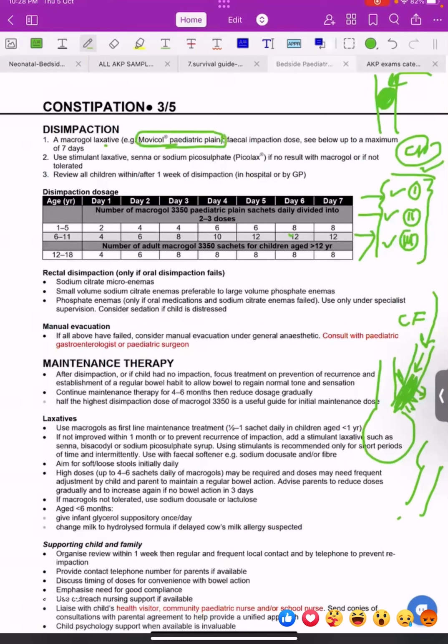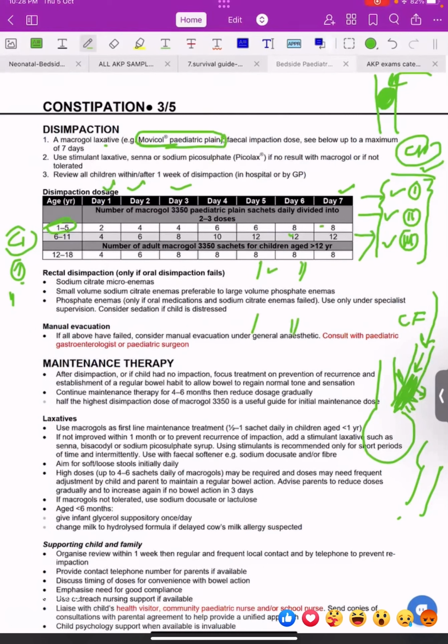How am I going to give this? I'm making a table of day 1, day 2, 3 and 7. See the age of the child: more than 1 year, less than 1 year. Less than 1 year, I can give one or one and a half sachets, and for more than 1 year, this is the number of sachets you may use. One sachet in the morning, one sachet in the evening. If the stool has not passed, two sachets in the morning, two in the evening.